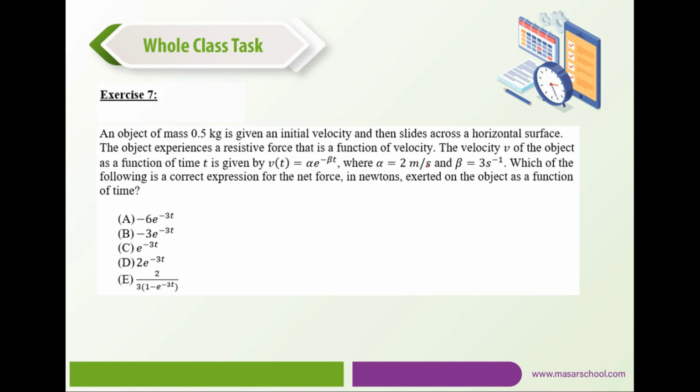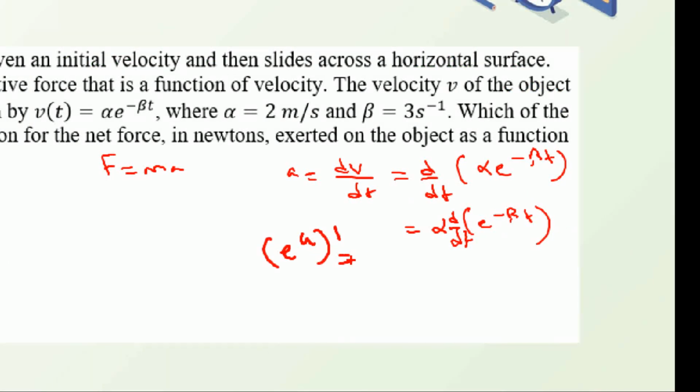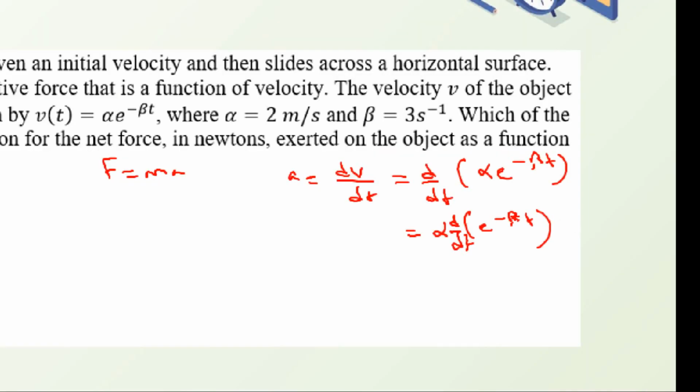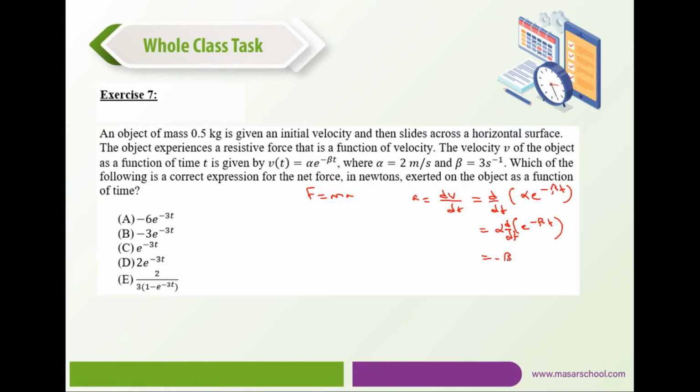For example, we have the values of alpha and beta to be constants. Which of the following is the correct expression of the net force in newtons? So basically, force is ma, and a can be derived from v using calculus, and that would be d by dt of alpha e to the minus beta t. That would be alpha d by dt of e to the minus beta t, and we know that the derivative of e to the power u would be u prime e to the u, because this is a function. We need to multiply by the inner derivative, which is minus beta. That would be minus beta alpha e to the minus beta t.